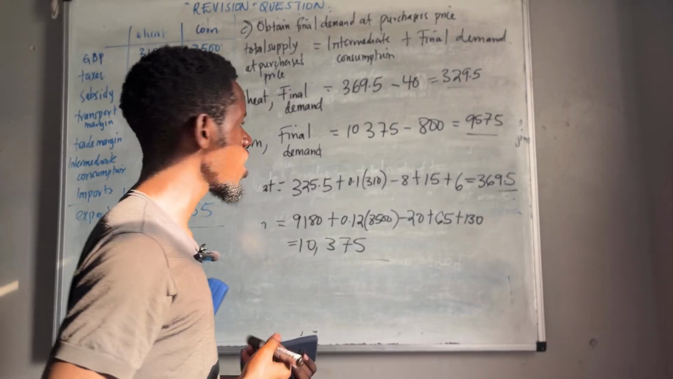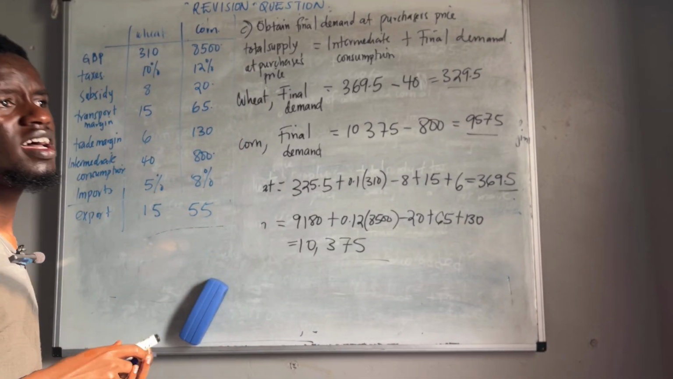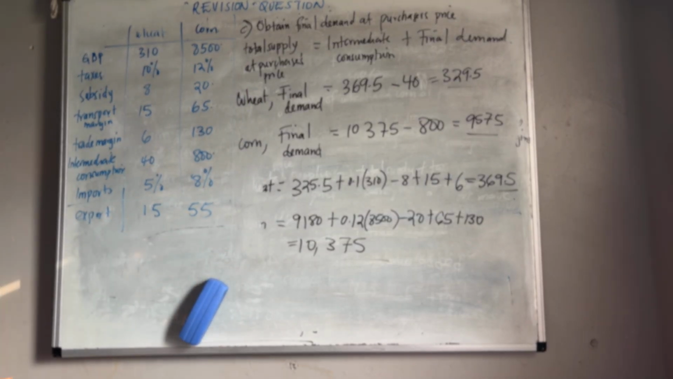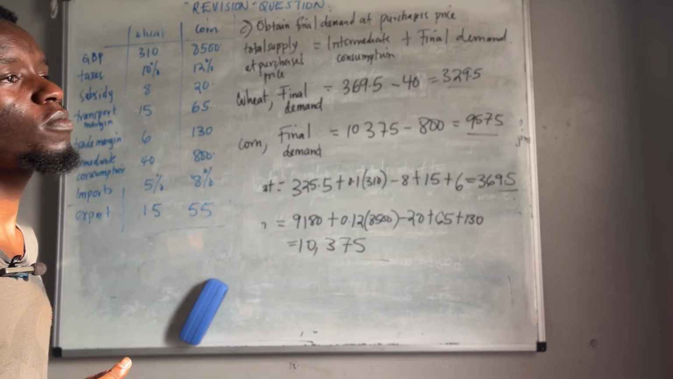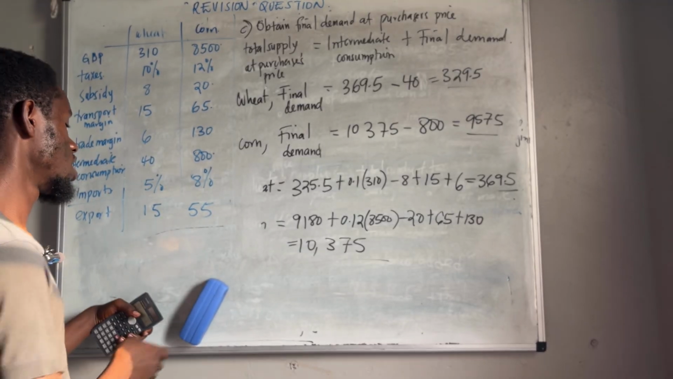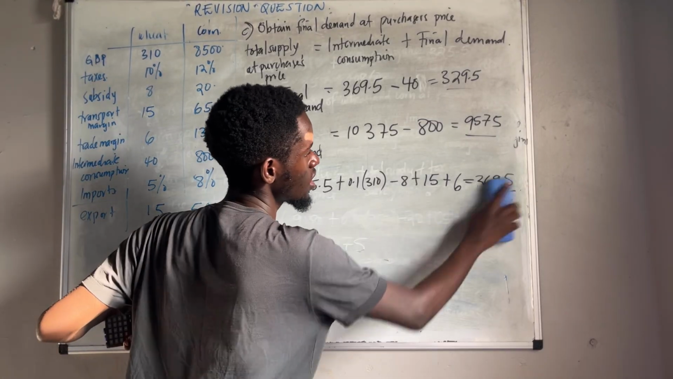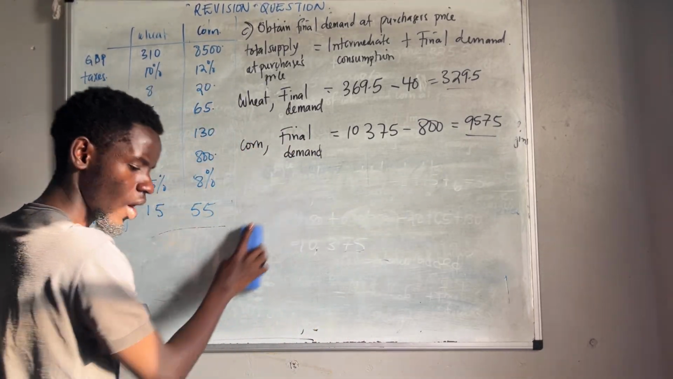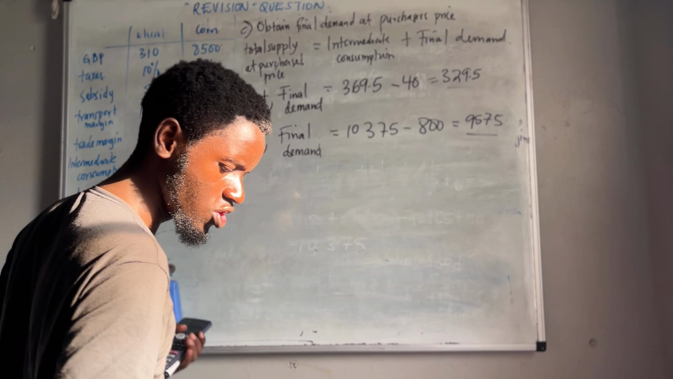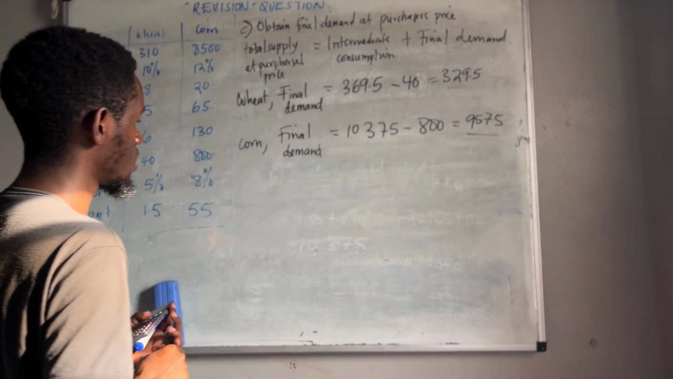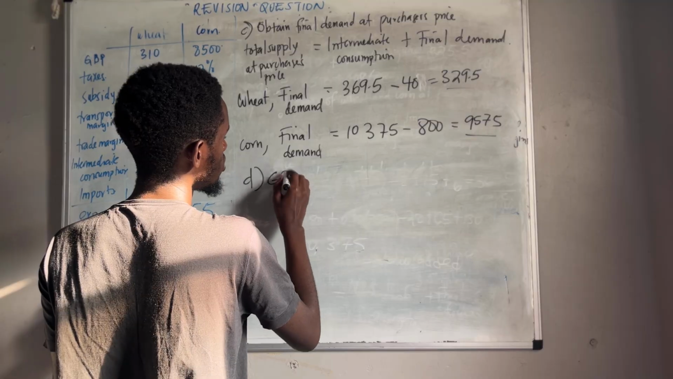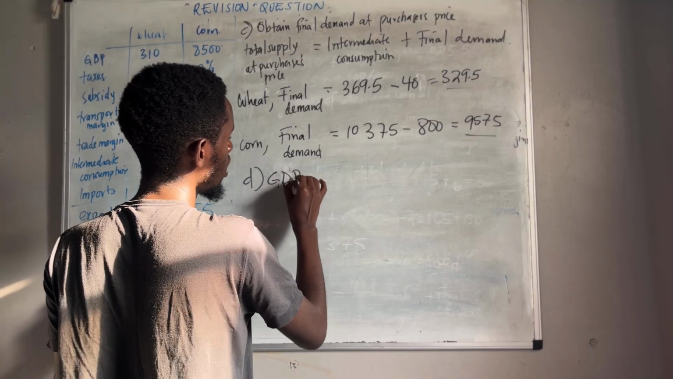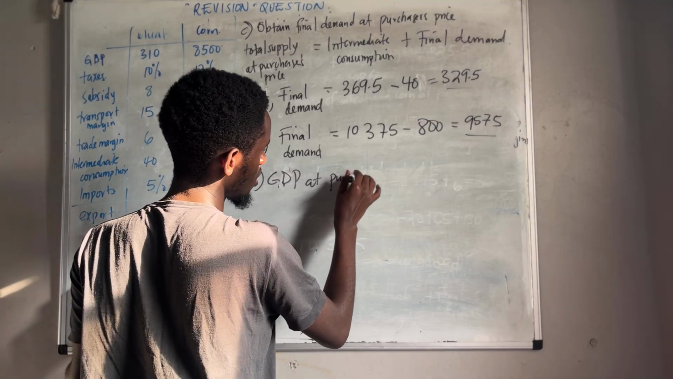And then for that part, now we are done. Remember, these things are simpler if we try to master the formula, and then everything is just substitution. Second last, let us talk about the next part. The question is saying, compute the GDP of wheat and corn at purchaser's price. Let us now find GDP at purchaser's price.